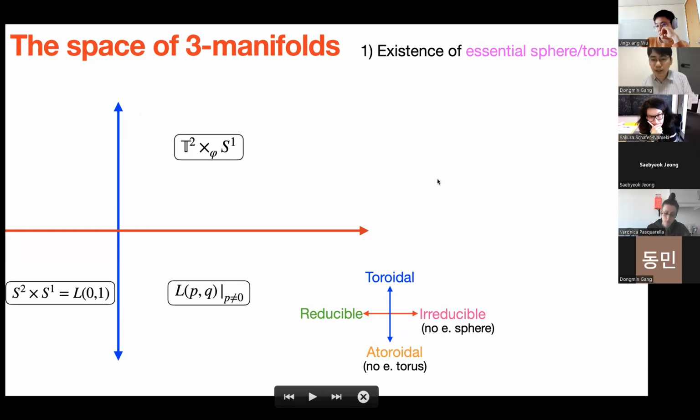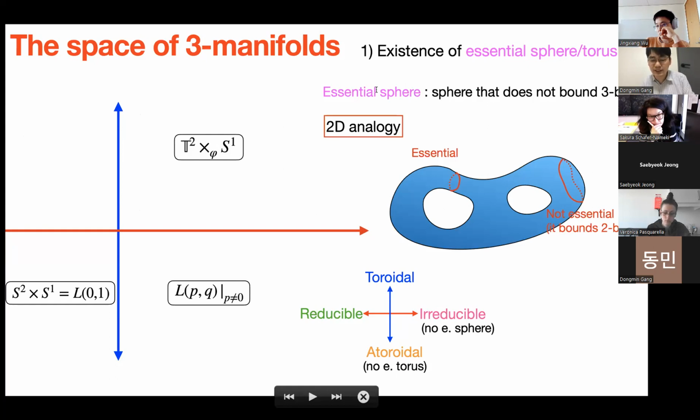Then let me explain what an essential sphere is. An essential sphere is a sphere that does not bound a three-ball. In a 2D analogy, this is an essential S^1, and this is not an essential S^1. It does not bound a two-ball. So in a sense, these are essential spheres.